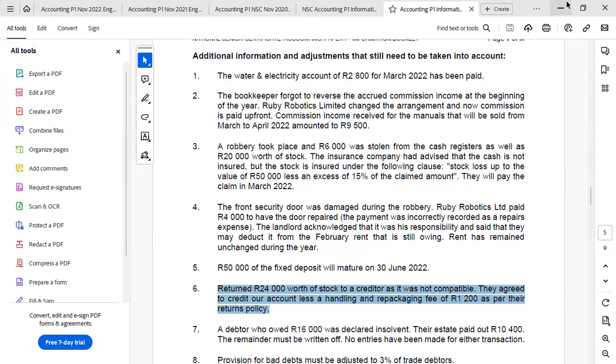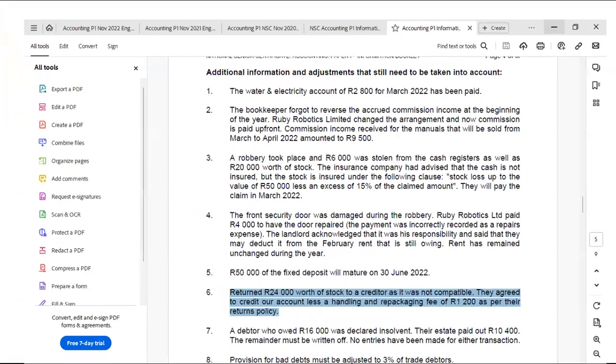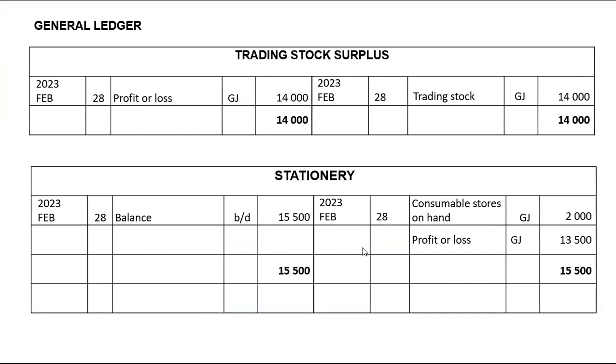This is just me showing you that if you really, really understand these notes, you have no reason to fail your grade 12, right?